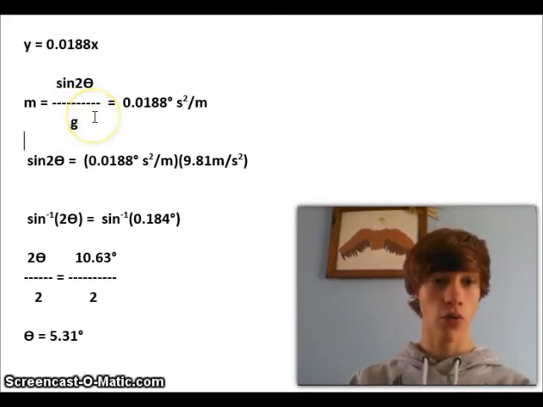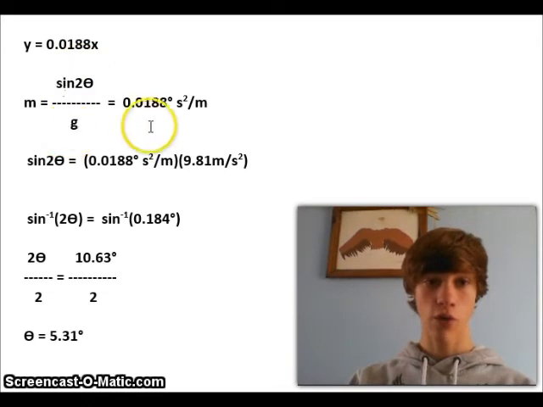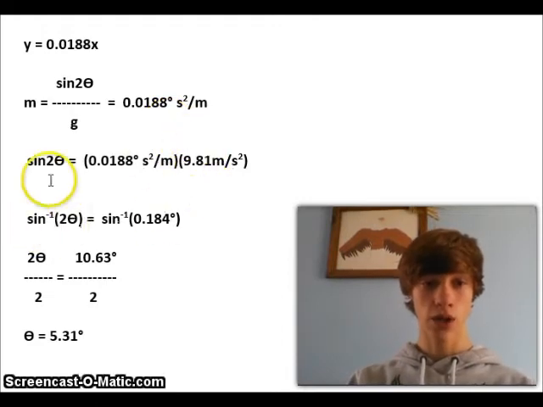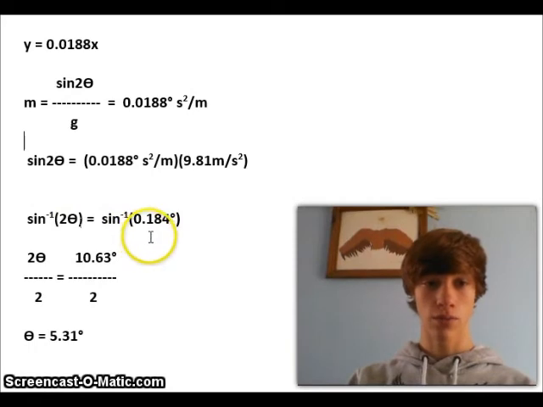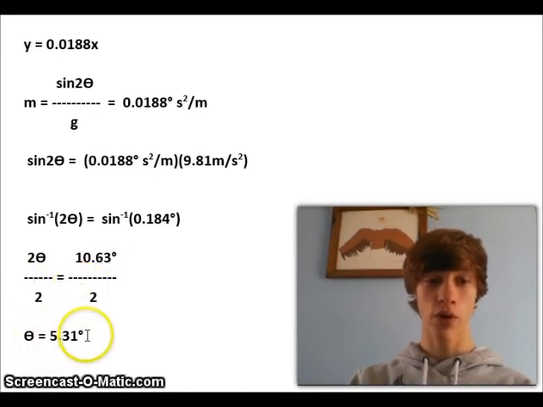So first, to solve for theta, we are going to multiply gravity times this value to get sine 2 theta equals 0.0188 degrees second squared per meter times 9.81 meters per second squared. Now these units are inverse, so they cancel out. So then you're left with sine 2 theta equals 0.184. So then we take the inverse sine of each side to get 2 theta equals 10.63 degrees. Divide each side by 2, and you get theta equals 5.31 degrees.